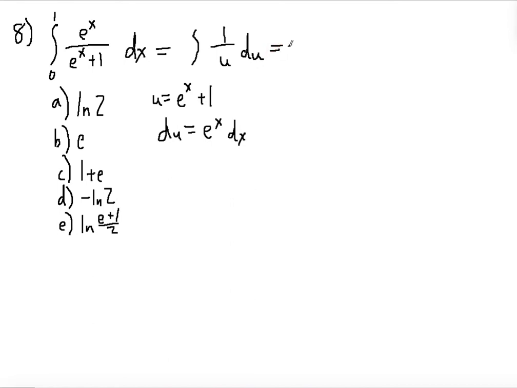The integral of 1 over u du is the natural log of u. So when we plug back in what u is equal to, we get natural log of e to the x plus 1. Now you can't simplify that right off because of this plus sign here. If you were multiplying or dividing, there'd be different ways you could simplify, but for now, natural log of e to the x plus 1 is the best that we can do.